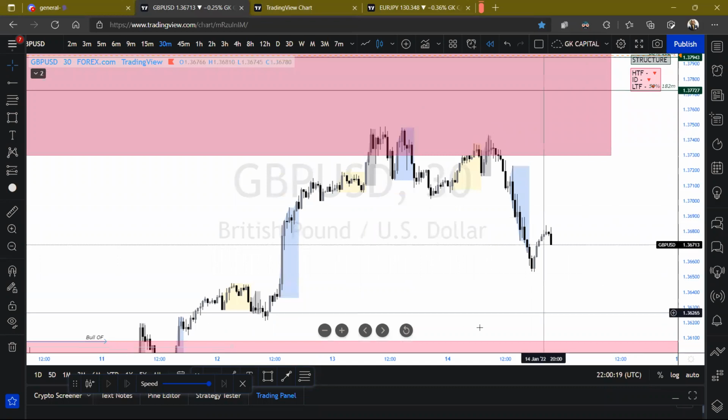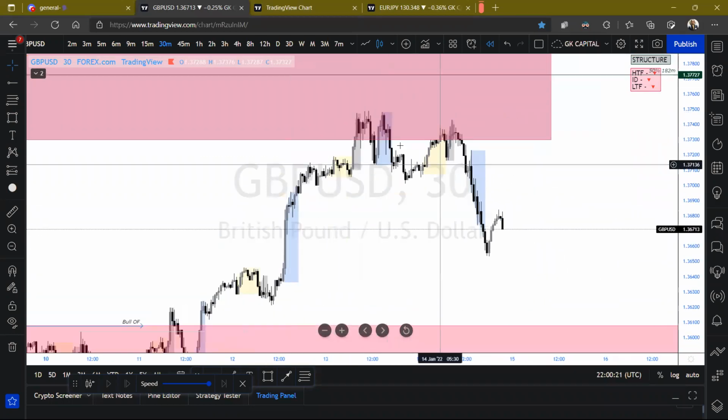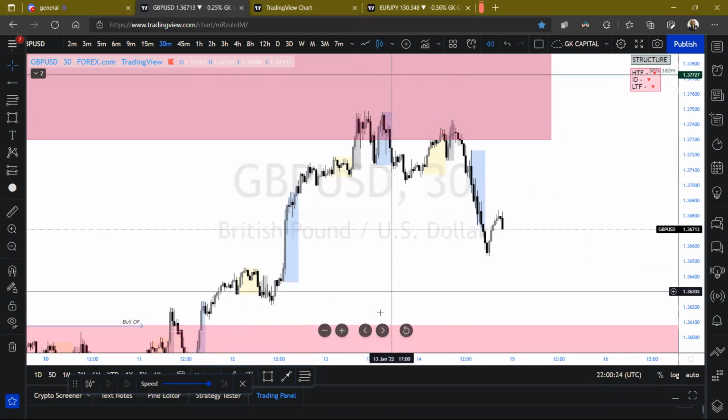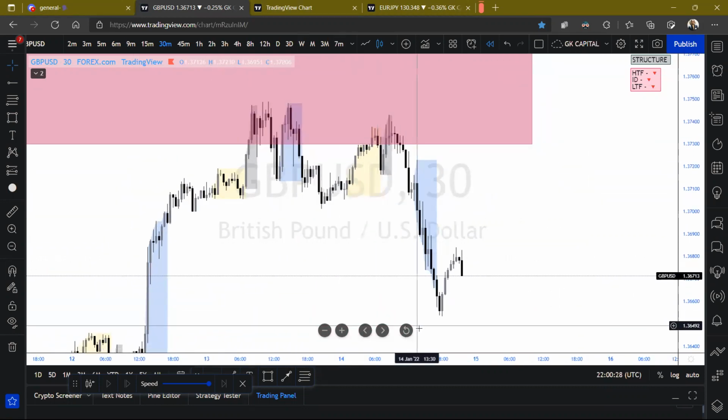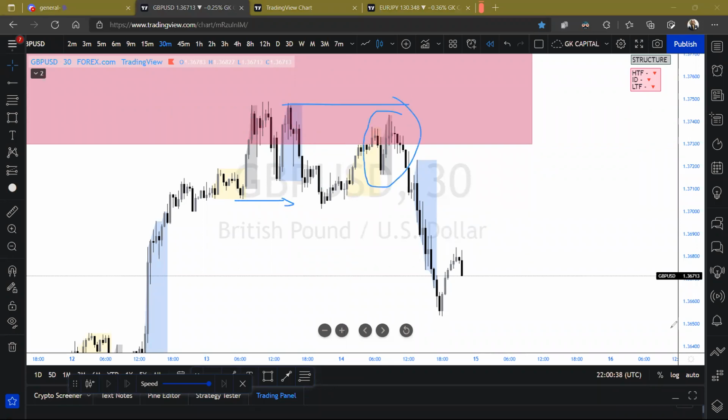So GU, not so much, just like EU as well, nothing much. I know some people were looking there. I guess you could have looked for this. For example, we've got that break, and then you could have looked for this area in here. So let's look at that.